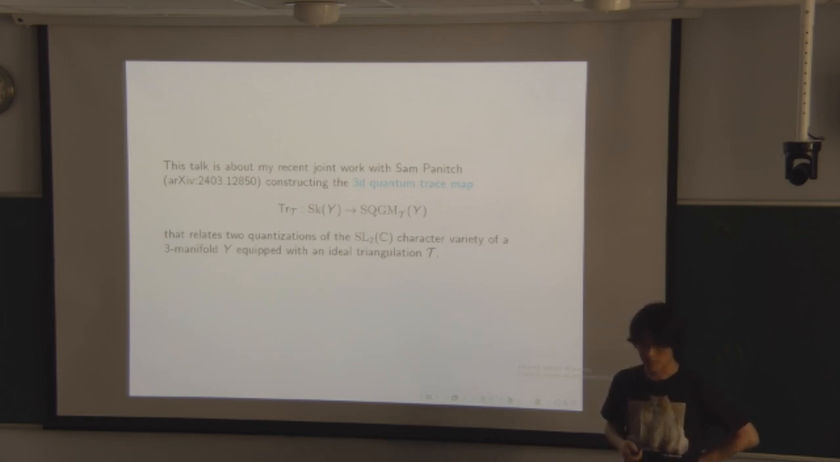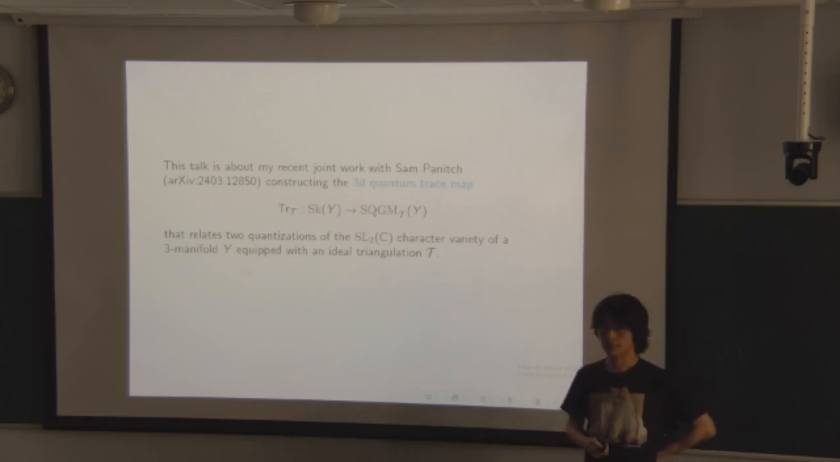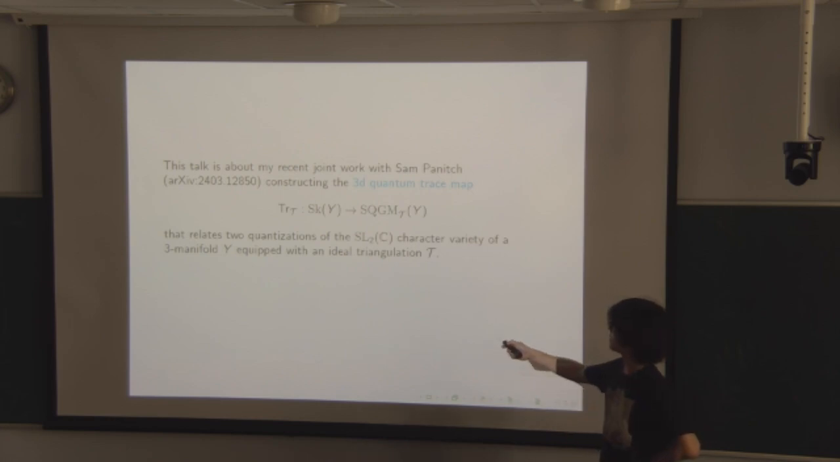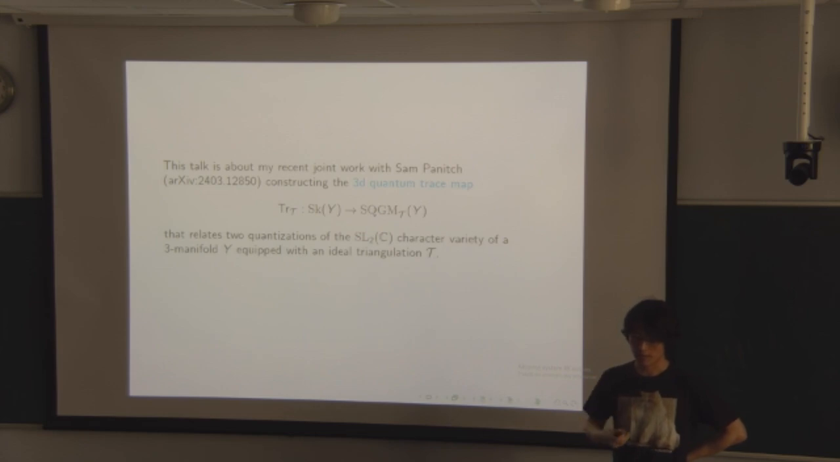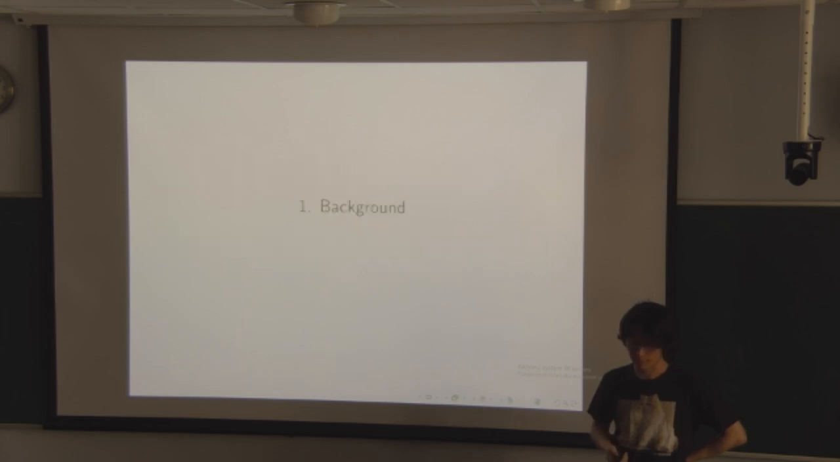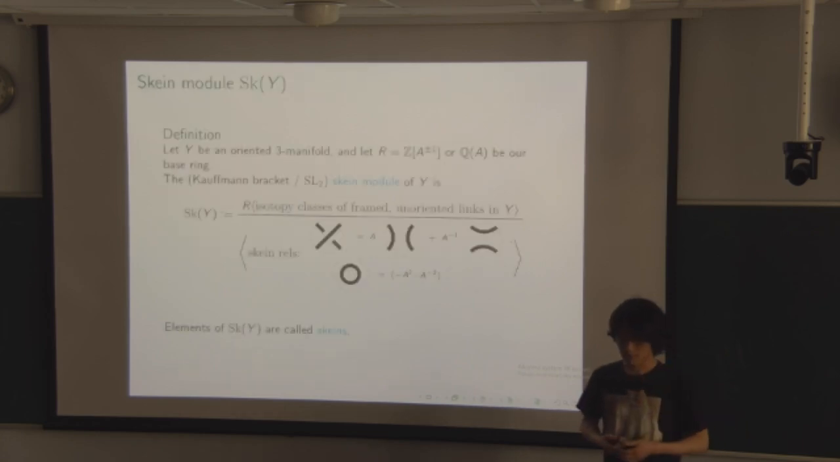So I'm going to first give an overview of what these objects are. I'm going to mainly focus on the skein module part. I'm going to explain briefly what this quantum gluing module is, and then I'm going to give the main ideas that go into the construction of this map. So let me be very brief, since we've already seen what skein modules are.